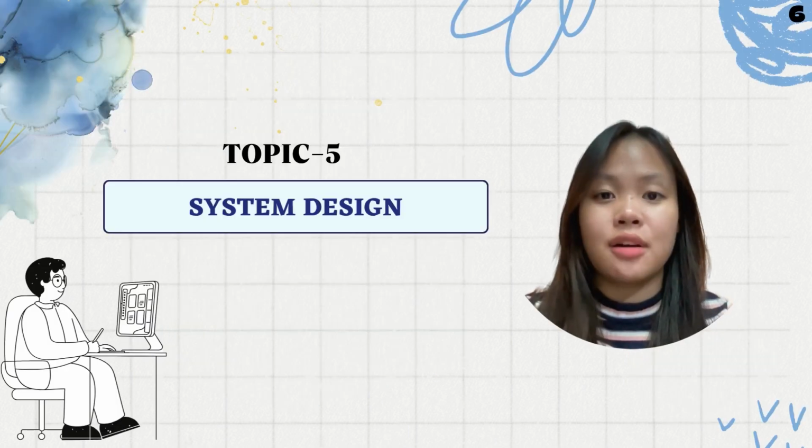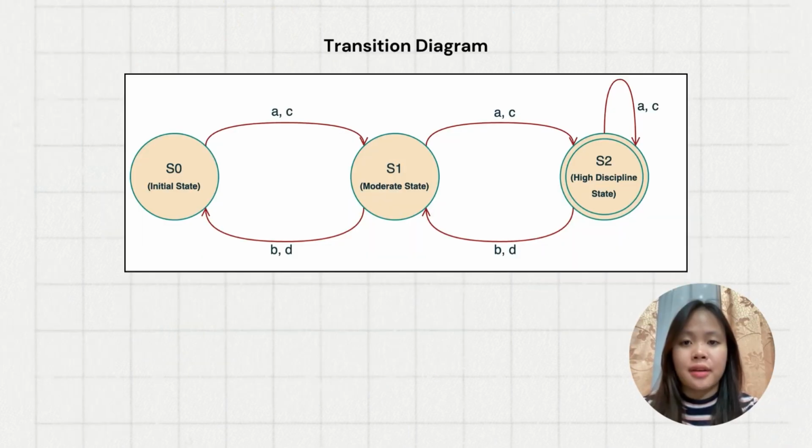Next is the system design of the project. Here is the transition diagram for the DFA. The DFA is designed to represent different states of student discipline and consistency.